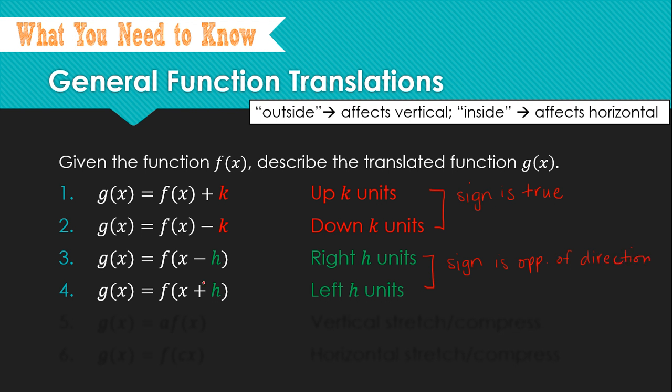So notice how my sign here is a negative, but it says to move right, and right is really the positive direction. So same here, when I'm adding h to x, I do the opposite, so I'm really moving left, or in the negative direction.